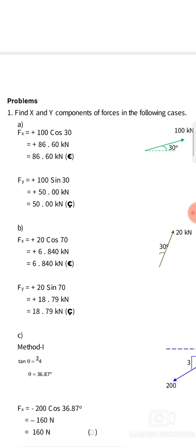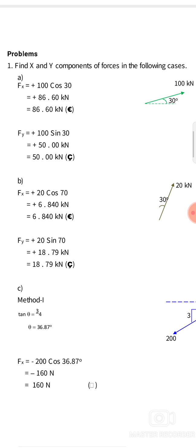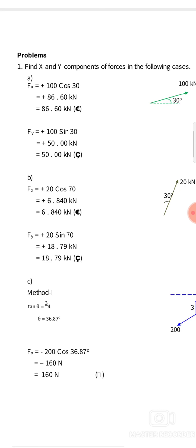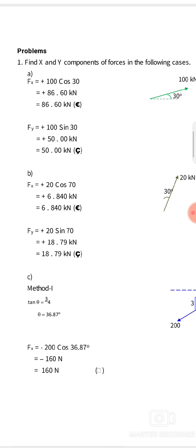So now Fx will be 100 cos 30 degrees, which is 86.60 kilonewton. Why are we getting a positive sign? Because it is acting horizontally to the right side. Then for Fy, we see the point of application and the direction: the vertically upward component Fy is 100 sine 30 degrees. Sine 30 is 1 by 2, so I get 50 kilonewton. So Fx is 86.60 and Fy is 50 kilonewton.